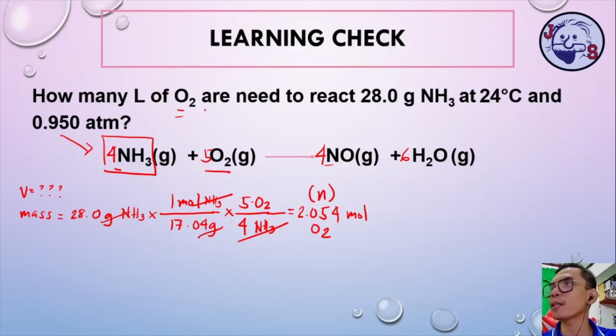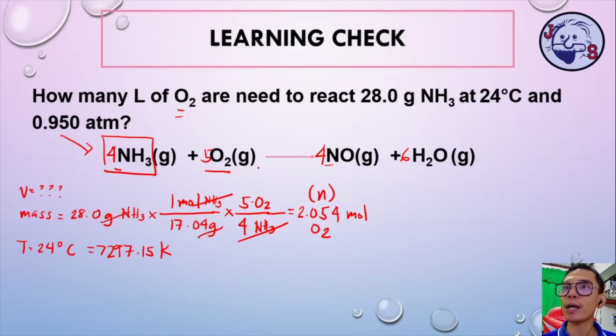Next one, how about the temperature? The temperature is 24 degrees Celsius. So that is 24 plus 273.15, which will be 297.15 Kelvin. The next one is the pressure. So we have 0.950 atmosphere. We are looking for the volume, so let's try to find it out.